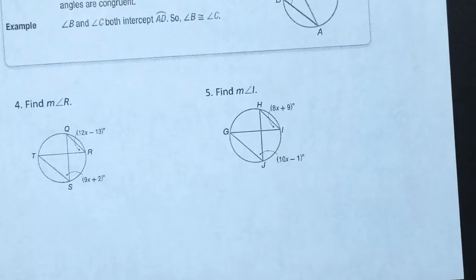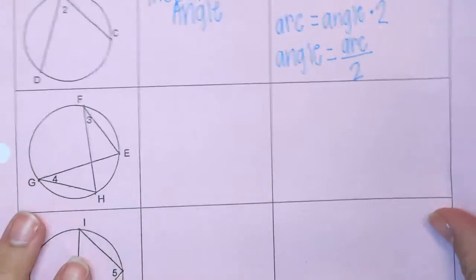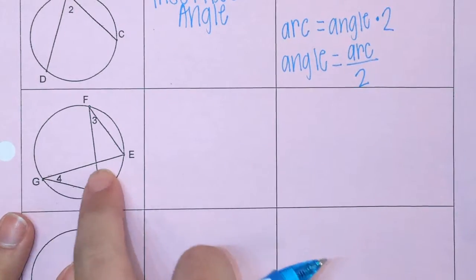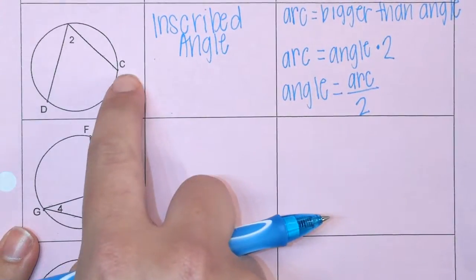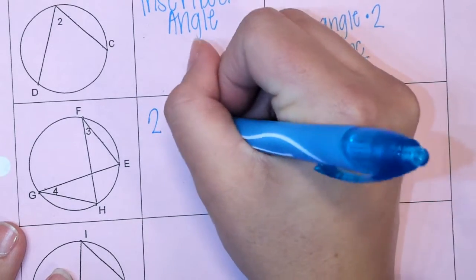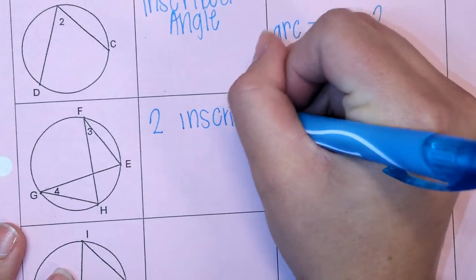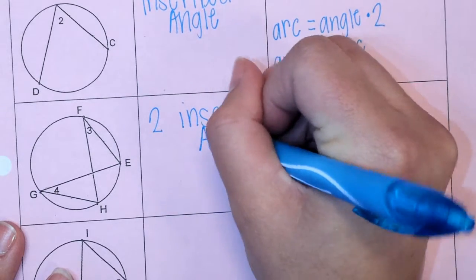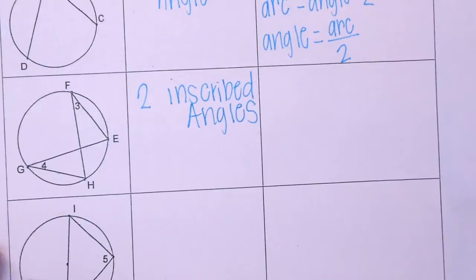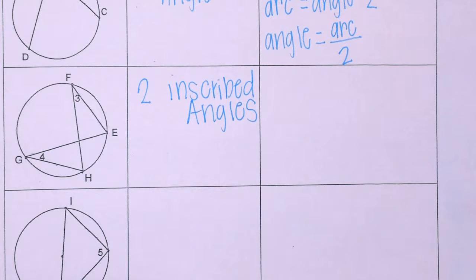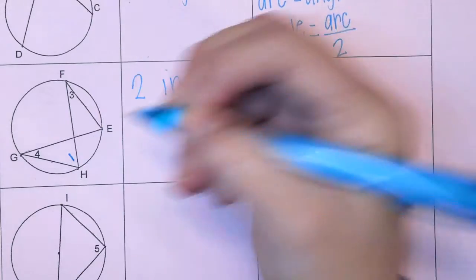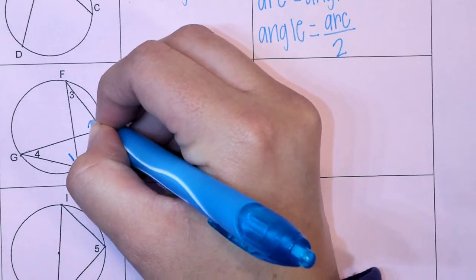Scenario number 2. We still have inscribed angles, but we don't have just one. Look up here. We have 2. So what's happening, look at your pink sheet. What's happening in this example is that you don't have just one inscribed angle, you have 2 inscribed angles. Here's what happens when you have 2 inscribed angles. Write a number 1 right here, and then write a number 2 right here. We're just naming those angles.